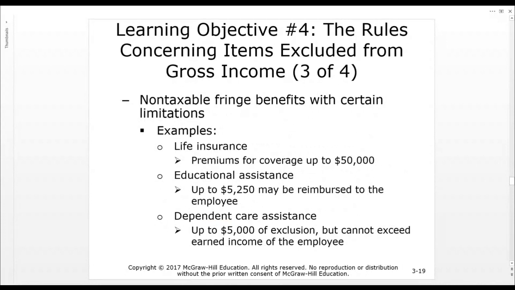So again, like we indicated, here's the educational assistance, maybe reimbursed to the employee. Dependent care costs, right? So if they're helping you with daycare expenses, they're going to help you up to $5,000, right? Anything over $5,000, you're going to have to claim as income. So if they gave you $10,000, you're going to have to claim $5,000 of that $10,000 as income.